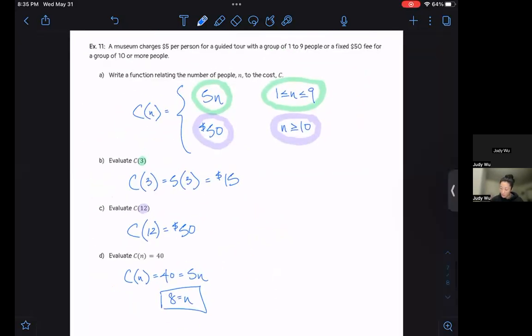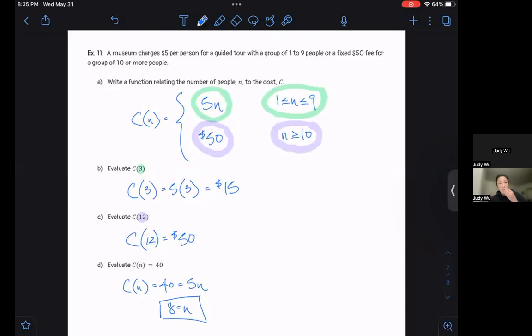Right, so let's get that all here on one page. A museum charges $5 per person, and we can sort of think about this in 2 different scenarios. And when we're trying to evaluate, we have to choose the right scenario. Not both of them, we have to choose the right one.